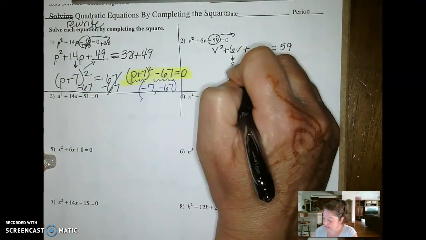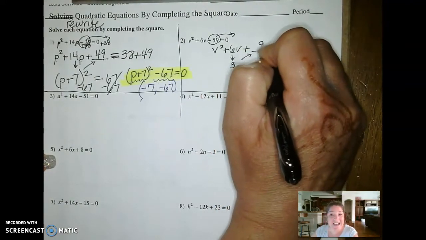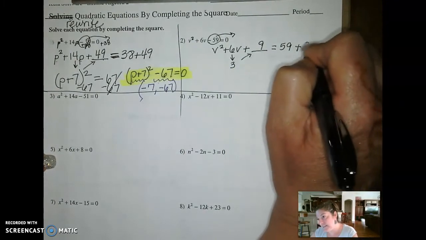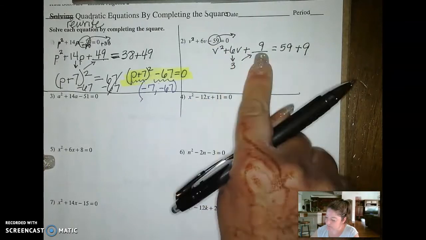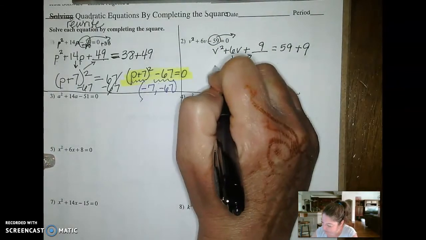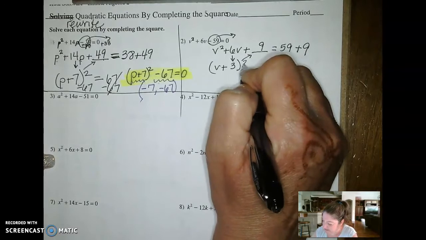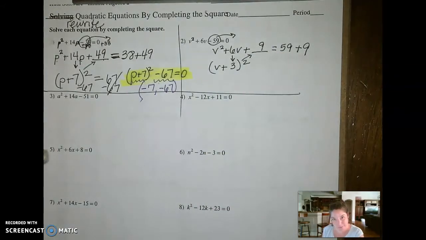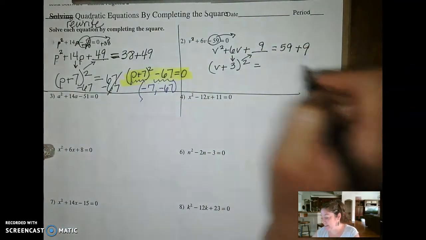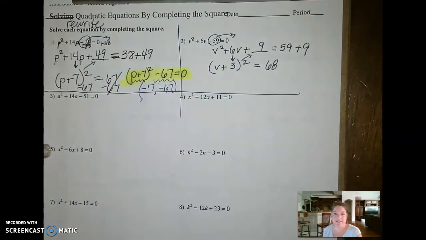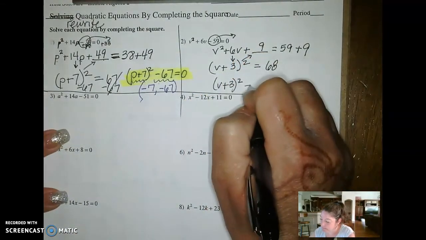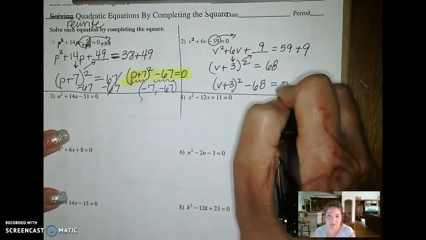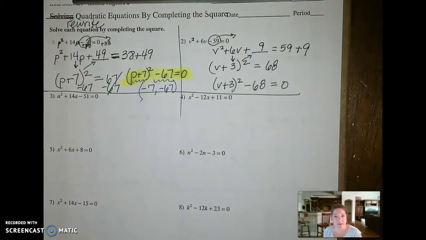So half of 6 is 3. 3 squared is 9. So I'm going to add 9 to the other side. Okay? Remember, this whole side, v squared plus 6v plus 9, is going to get absorbed, and I'm going to rewrite it so it says v plus 3 squared. 59 plus 9 is going to be 68. My last step is just to move the 68 back over. So I get v plus 3 squared minus 68 equals 0. So we're just rewriting it.